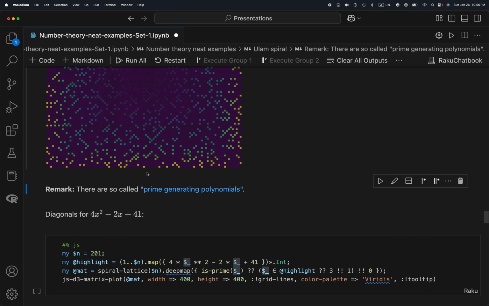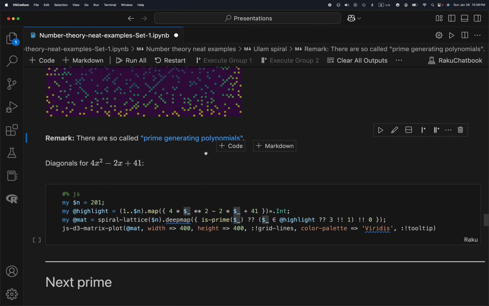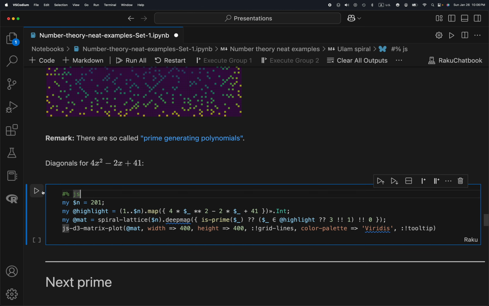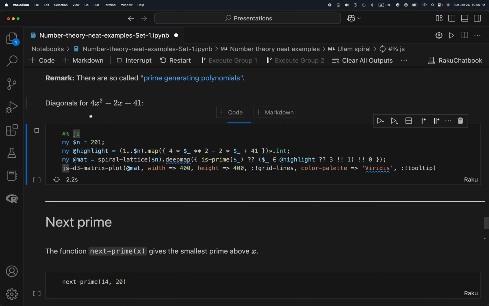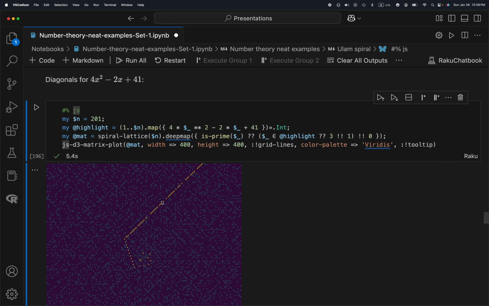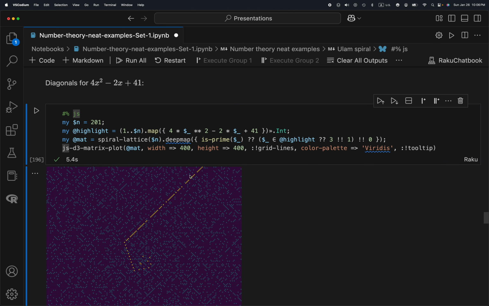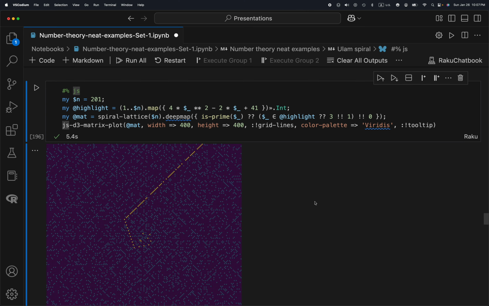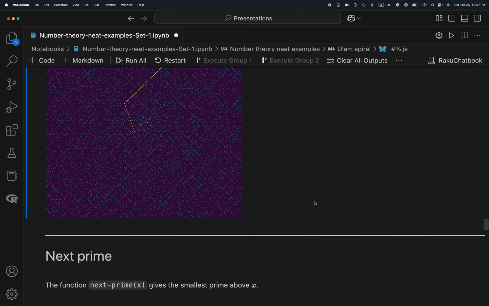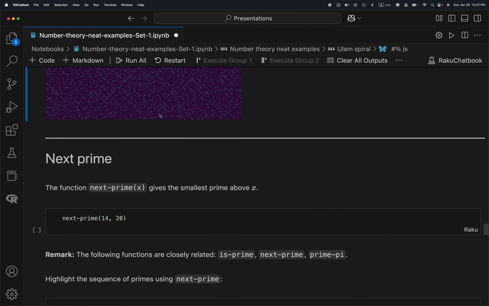All right, so there's something called prime generating polynomials, and here we can show that this polynomial generates a bunch of prime numbers which line up in this diagonal. All of the diagonals are described by polynomials like this, a, b, c, where the coefficients need to be different, but this was one of the compelling features of the Ulam spiral. I'm going to be using the Ulam spiral a lot to do the neat examples for the next sets.